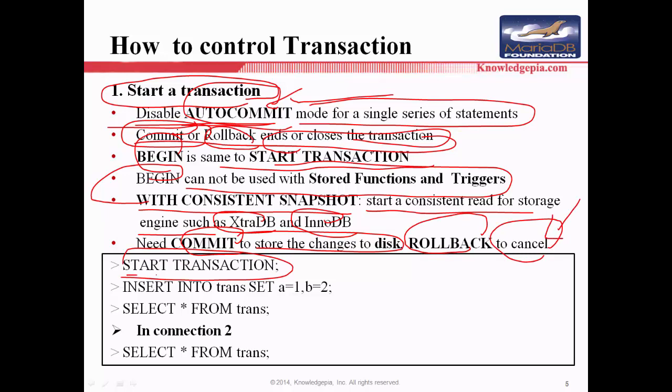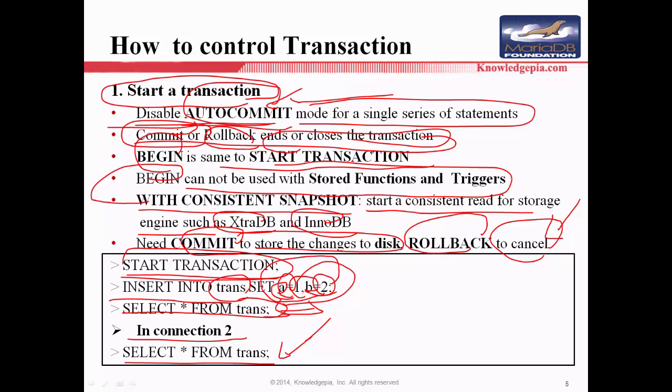This is an example: start a transaction, and after that, with this table, insert into the table set column value, column value. After that, select asterisk from trans. Then we can find this data. But in connection 2, even if we use select from trans, we cannot find this value, because in connection 1 I did not use commit or rollback. During this time, we cannot find this data in other connections.